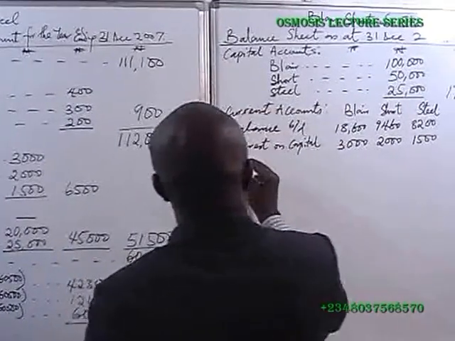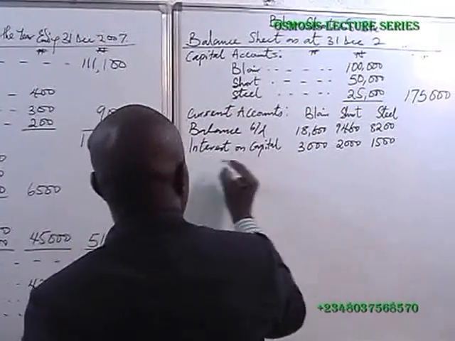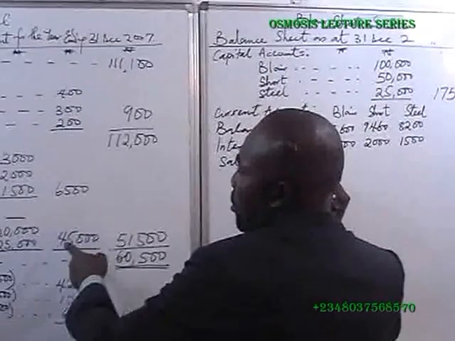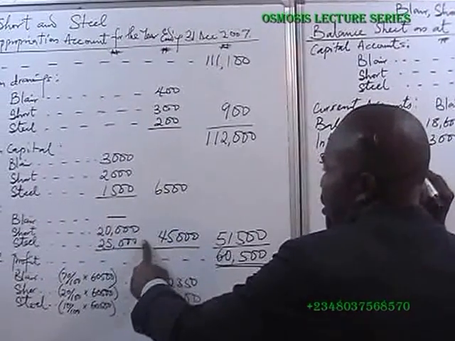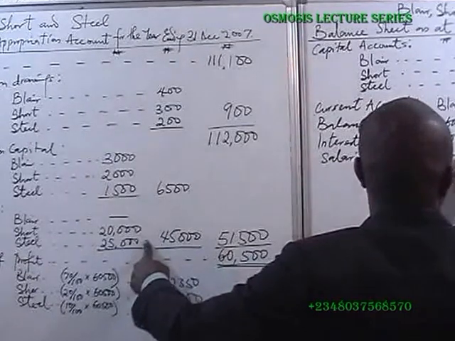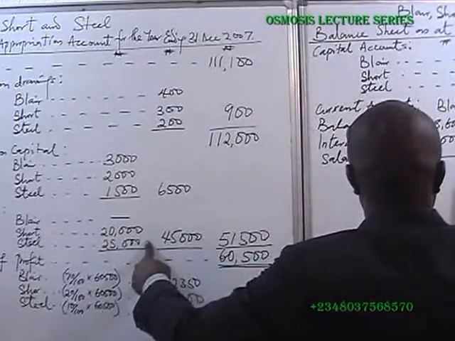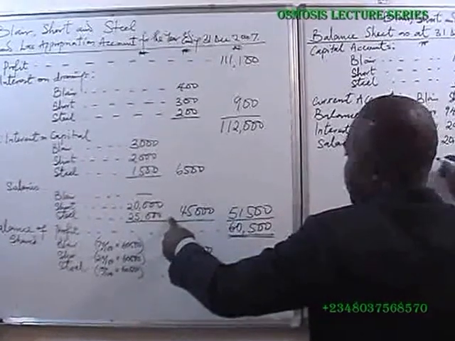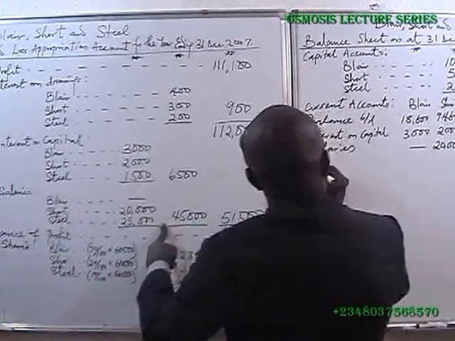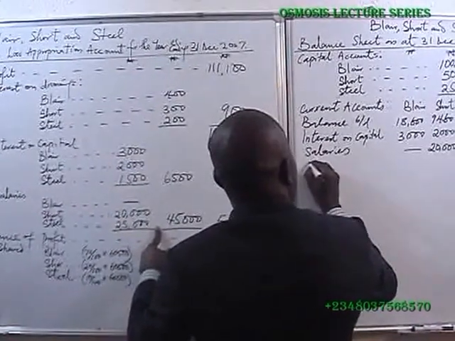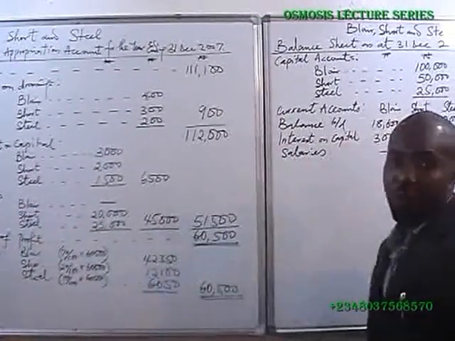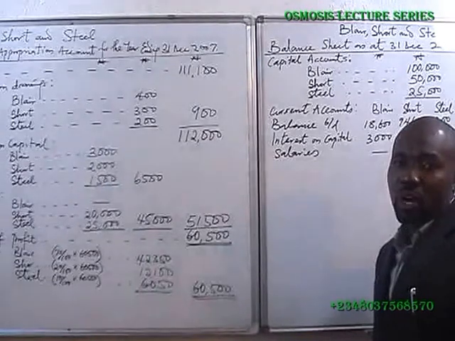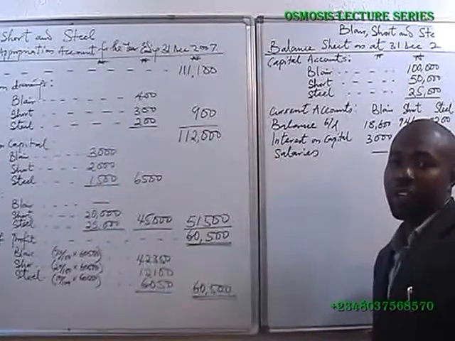Another thing we shall add there is salaries, the benefits they got. Only Short and Steele earned salaries. Blair earned no salary. Short earned 20,000 and Steele earned 25,000. Then the next thing there is share of profit. I hope you are following, please. That is only when you understand what we are doing very well. So another thing there is their share of profit.